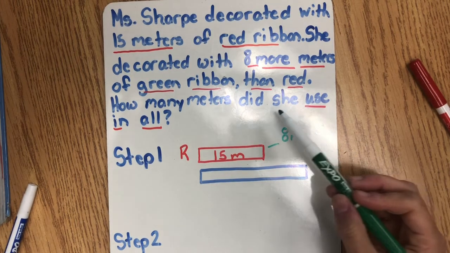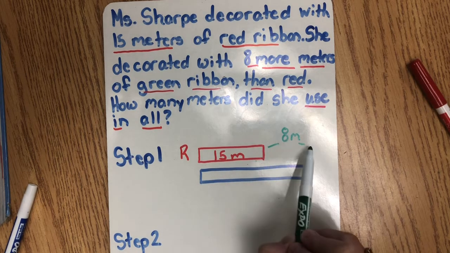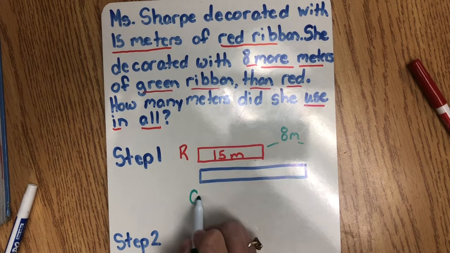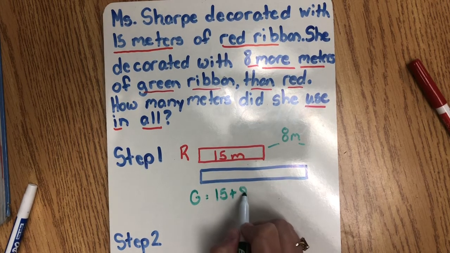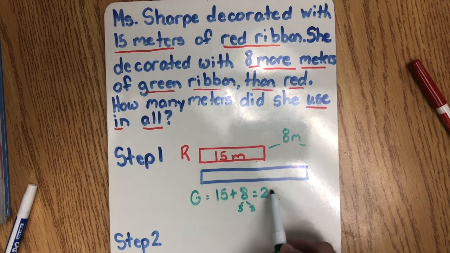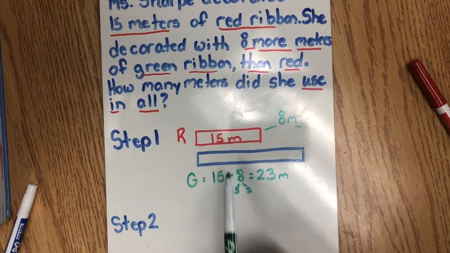So the green ribbon we know is 15 plus this 8, and that will give us the green. So down here for my green ribbon, I want to add 15 plus 8. That wasn't a good 8. And I know that 15 plus 8, let's see, if I take out the 5, I'm left with the 3. 15 and 5 is 20. 20 plus 3 is 23. So the green ribbon was 23 meters. We already knew what the red ribbon was, okay?